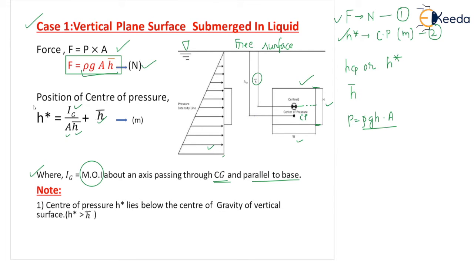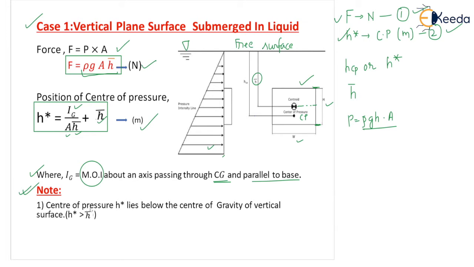So this H star, these two equations are very very important for this vertical plane surface. Please remember. H star equal to Ig by A h bar plus h bar in meter, and F equal to rho g A h bar in Newton. That's what I told you initially. These two equations are very very important. Okay, there's an important note at the last.